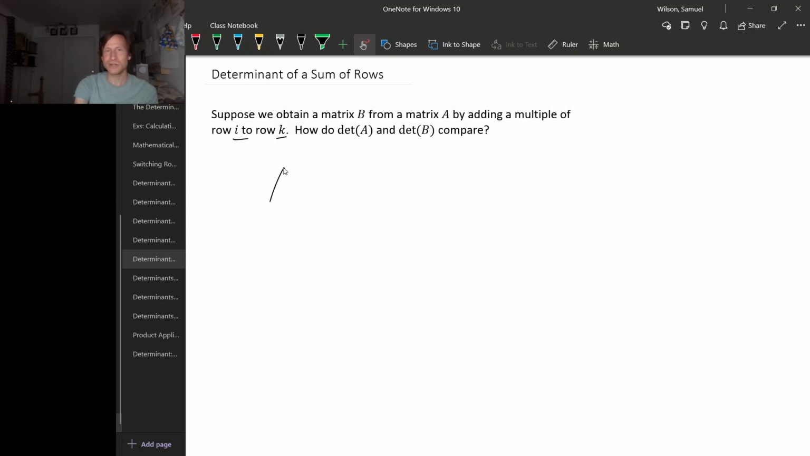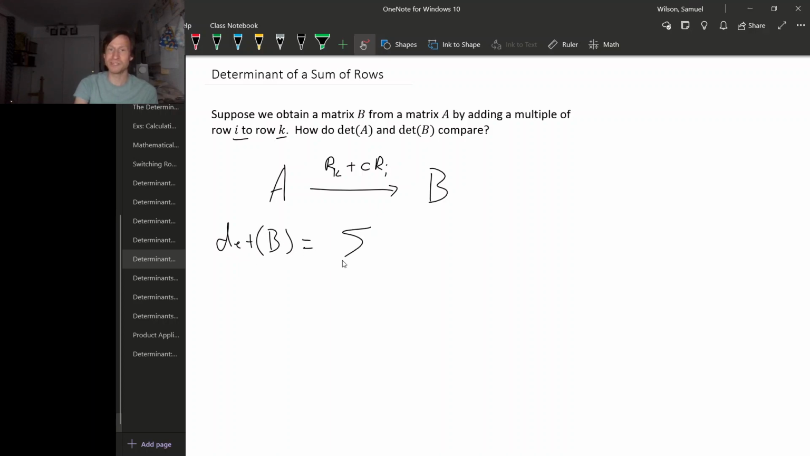So what we're going to do is, we start with A, and we will take row k plus some constant c times row i. This is how we're going to do it, and that gives us B. So remember, the matrices A and B are the same except in row k. Row k is the only one that's changed because that's the one that we've added a multiple to. Let's find the determinant of B.